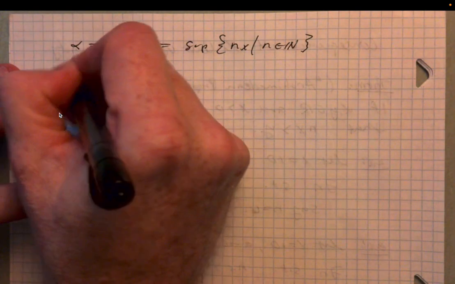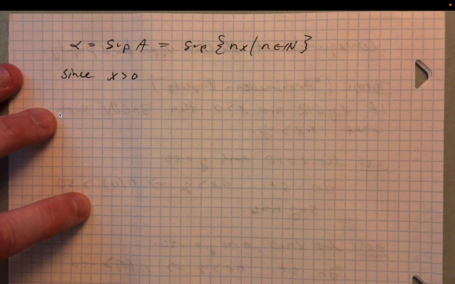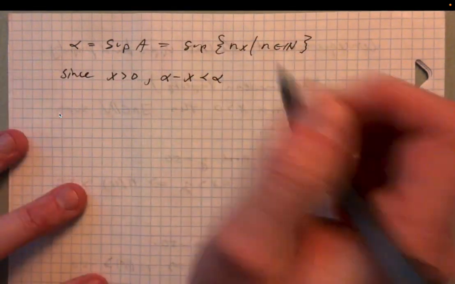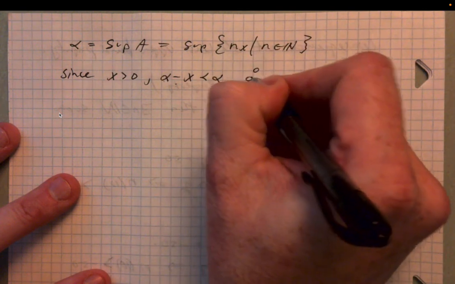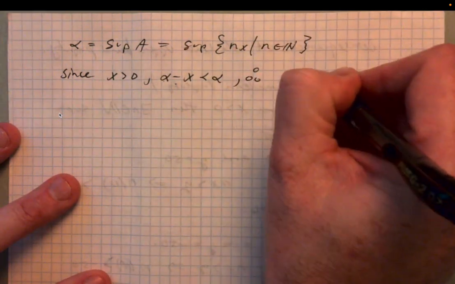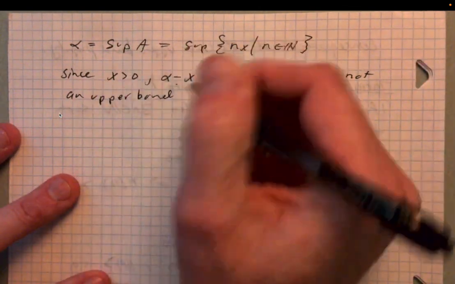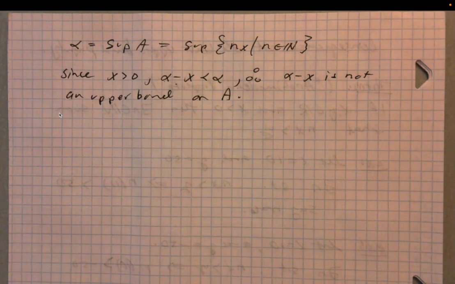Then since x is greater than 0, by assumption, that's part of the theorem. Since x is greater than 0, alpha minus x must be less than alpha. So you're taking alpha, you're subtracting off a positive quantity, that means it's less than alpha. And so therefore, alpha minus x is not an upper bound on A. Remember, alpha is the supremum of A, so if alpha minus x is less than alpha, it can't be an upper bound. So alpha minus x is not an upper bound on A.